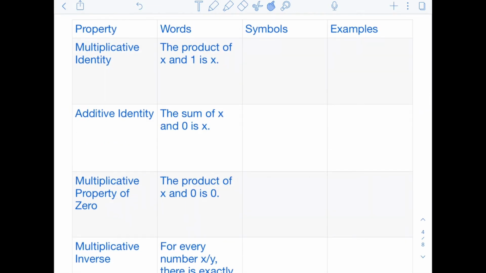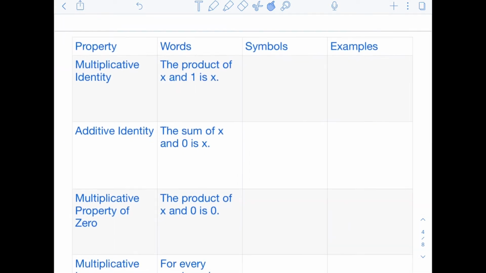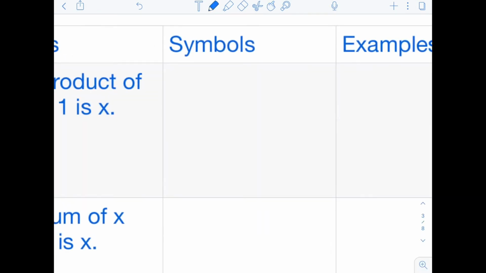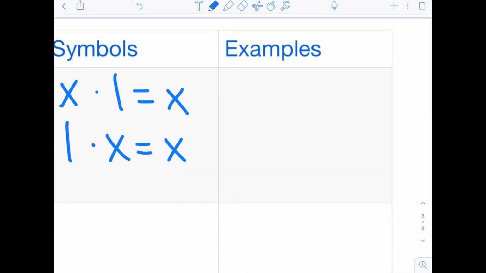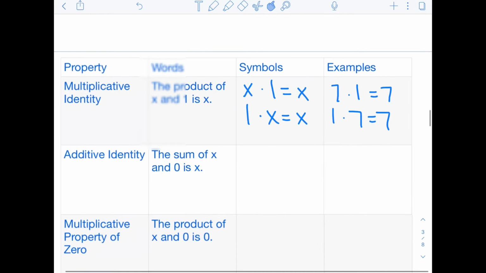Some more properties are multiplicative identity. That says that the product of x and 1 is x. So basically, x times 1 equals x. And you could also write this as 1 times x equals x. An example of this would be 7 times 1 equals 7, or 1 times 7 equals 7. Because it's in the word identity, we're maintaining the same identity. And to maintain the same identity, we could just multiply by 1.